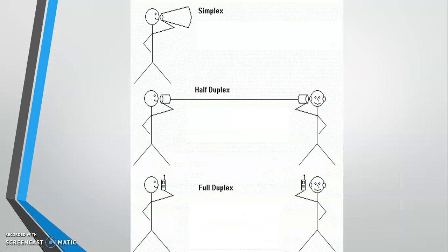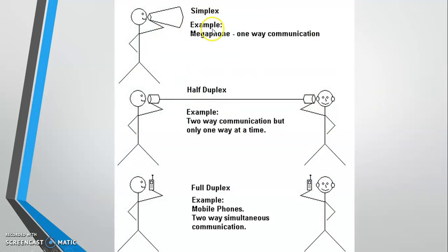Now here are examples of simplex, half duplex and full duplex data transmission. Simplex, megaphone, one-way communication. In the half duplex example, two-way communication but only one way at a time. Full duplex example, mobile phones, two-way communication at the same time.